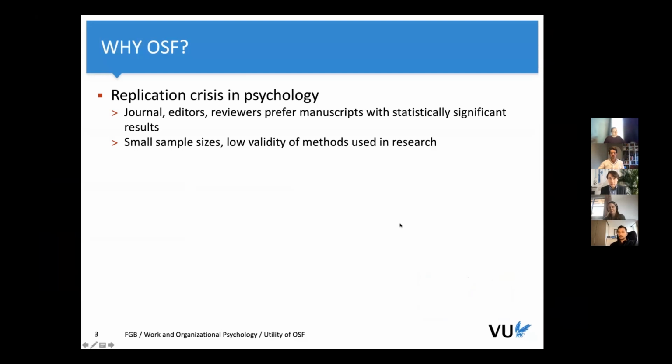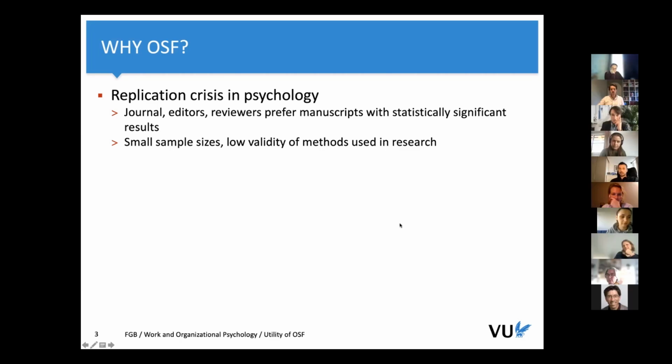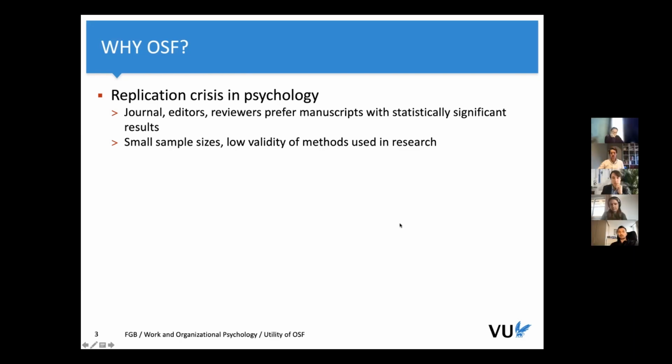So basically the father of the OSF, Brian Nosek, noticed that it's pretty hard to replicate effects in psychology. And one of the reasons why it's hard is that, on one hand, we have a strong publication bias, because editors and journals prefer articles that present significant results. But also a lot of papers are based on low sample sizes. They use methods that represent rather low validity.